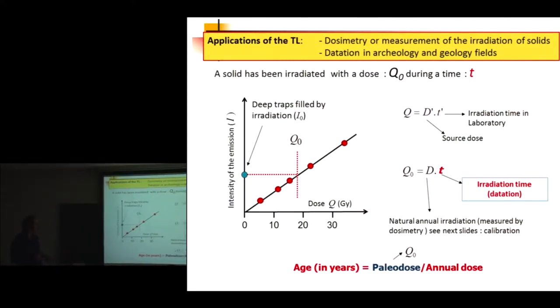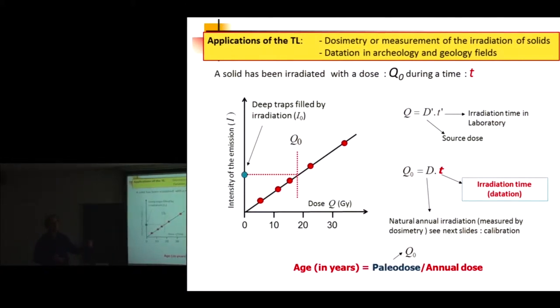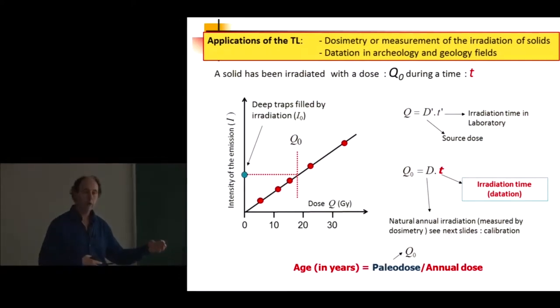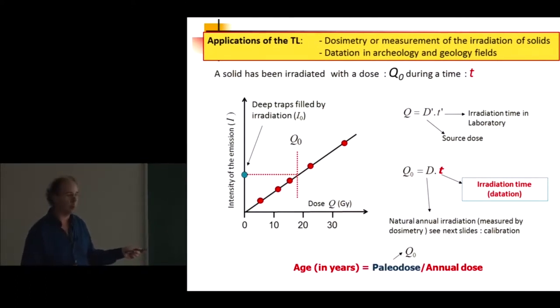So, for instance, if you put an object in this room, for instance you cook a pottery in the room, and you keep the pottery in the room for several hundred or thousand years, the pottery will accumulate the ambient radiation. In the case of deep traps, you can release the traps by heating the pottery and know its age. So if you know the annual dose, the age is the dose that was trapped in the material divided by the annual dose. This is the calibration over there.